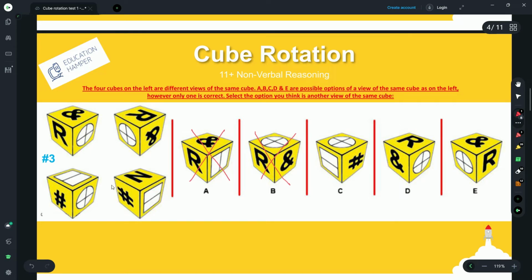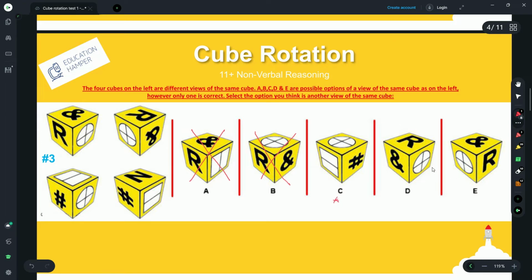So this pattern seems to match that one. Let's see if it makes any sense. So the circle is sitting to this side of the square. And the hash sign is pointing towards the vertical part of this line. So that looks correct to us, but let's mark that here as a possible answer.